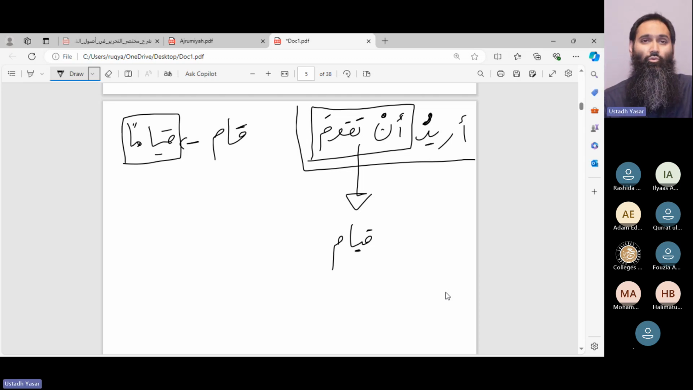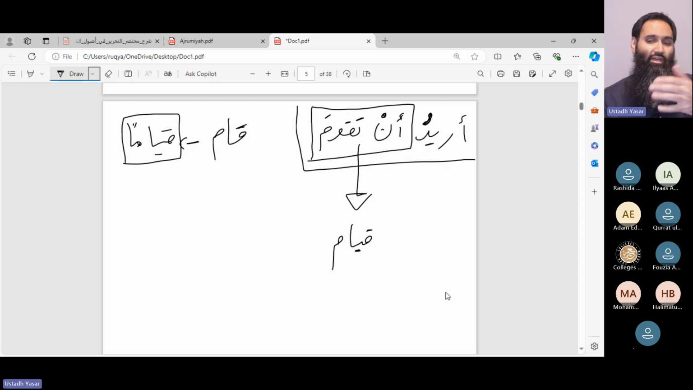Now, do we leave it as that? We don't leave it as that. No. We have to, this has to become mudaf ilayh. What do I mean? Now we have the masdar.